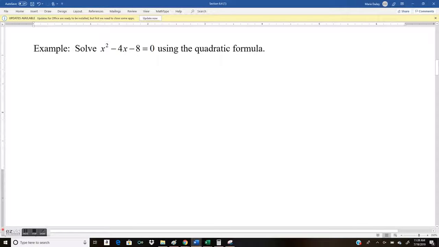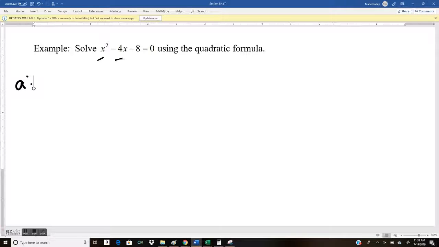I have to solve the quadratic equation x squared minus 4x minus 8 equals 0 using the quadratic formula. Now, if this was in the free-for-all section, since this has a leading coefficient of 1 and the middle term is even, I would actually use completing the square on this one. But since we're being asked to use the quadratic formula, we should do so.